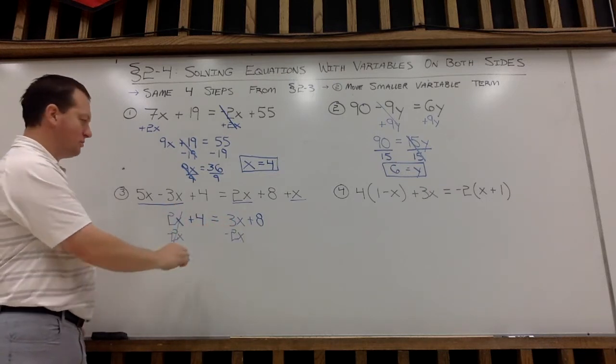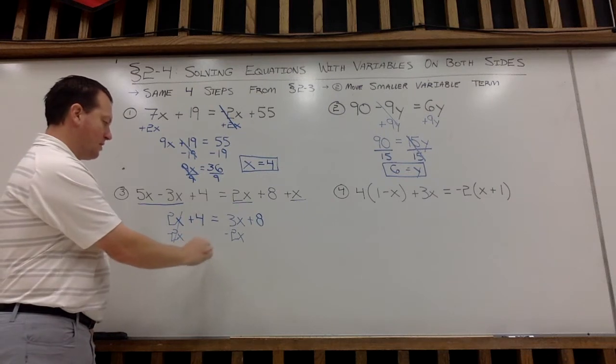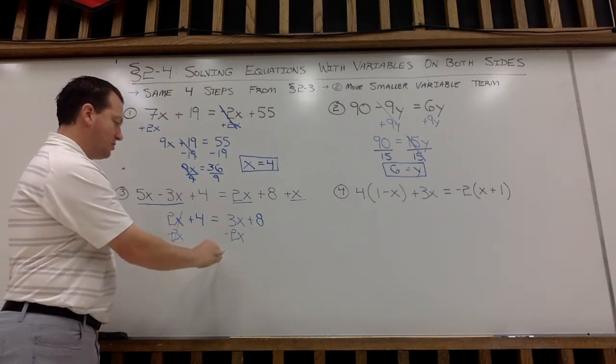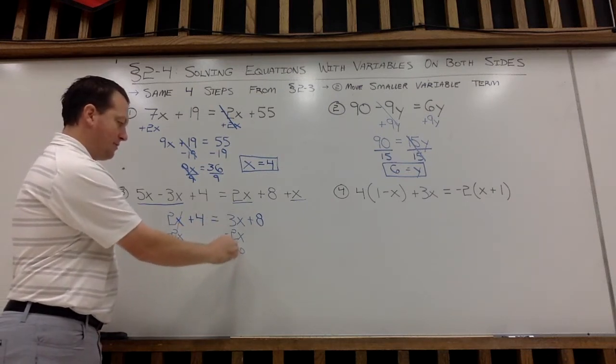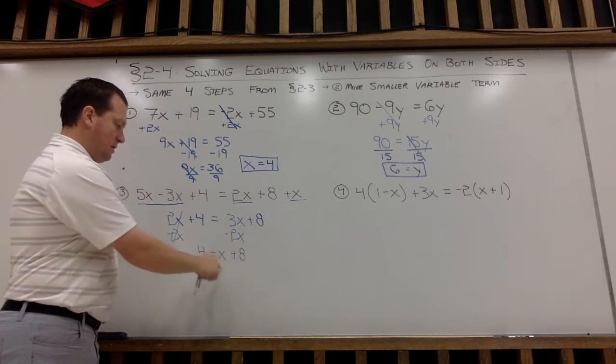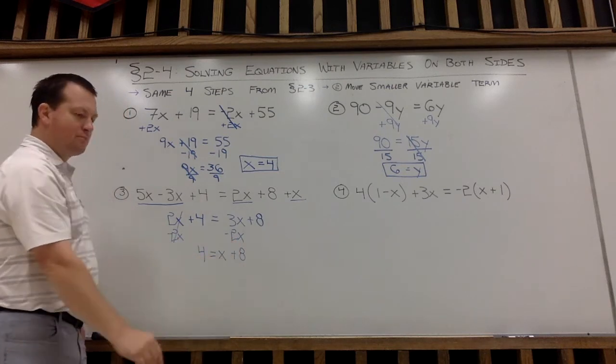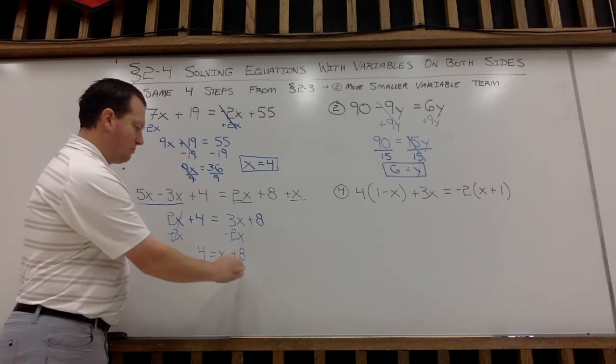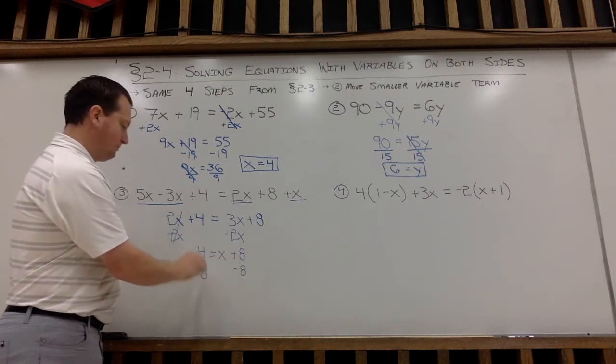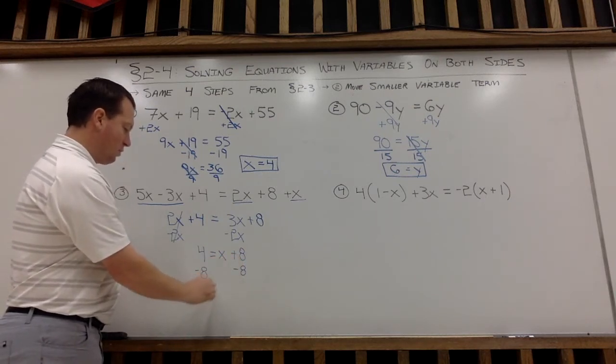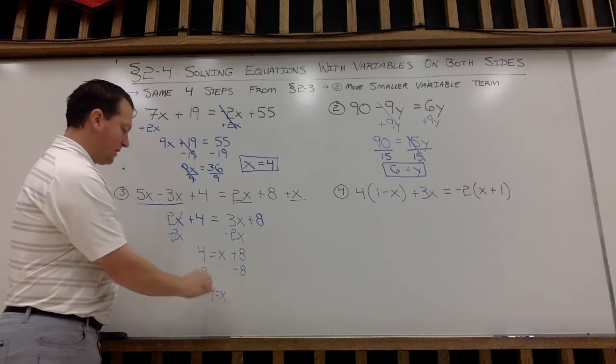2 minus 2, 0, plus 4. I've got 4 equals 3 minus 2, 1x plus 8. I'll get the numerical terms to the other side of the equation. Minus 8, minus 8. 4 minus 8, negative 4 will be my x value.